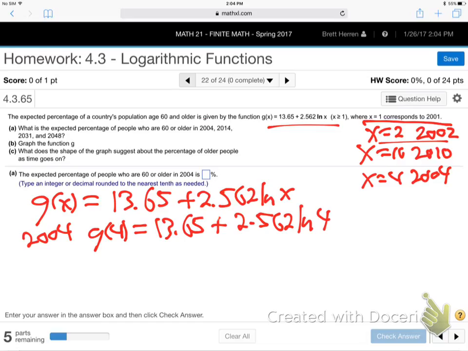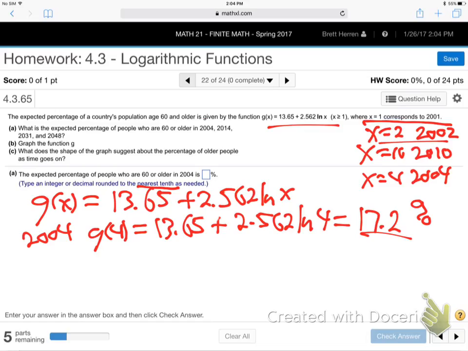Okay, so anybody got it? 17.2. Let's see if I get the same thing. 13.65 plus 2.62 times natural log 4. Yep, 17.2. Now, what is that? That's the percent of our population that will be 60 or older, or at least was back in 2004, since this is 2016. So back in 2004, 17.2% of the United States population was 60 or older. That's going to be growing over time. They said round to the nearest 10th, so that's perfect.